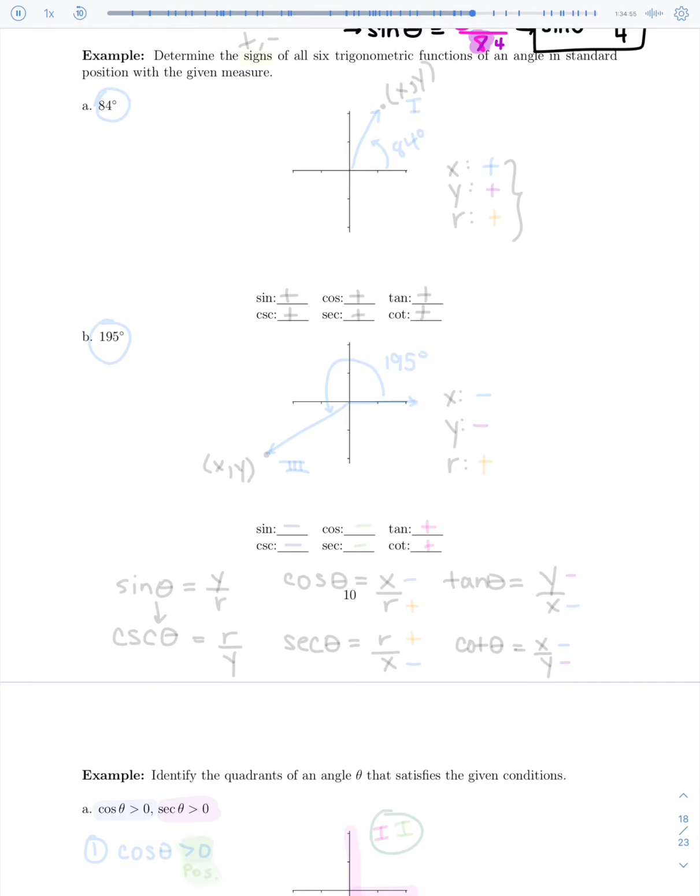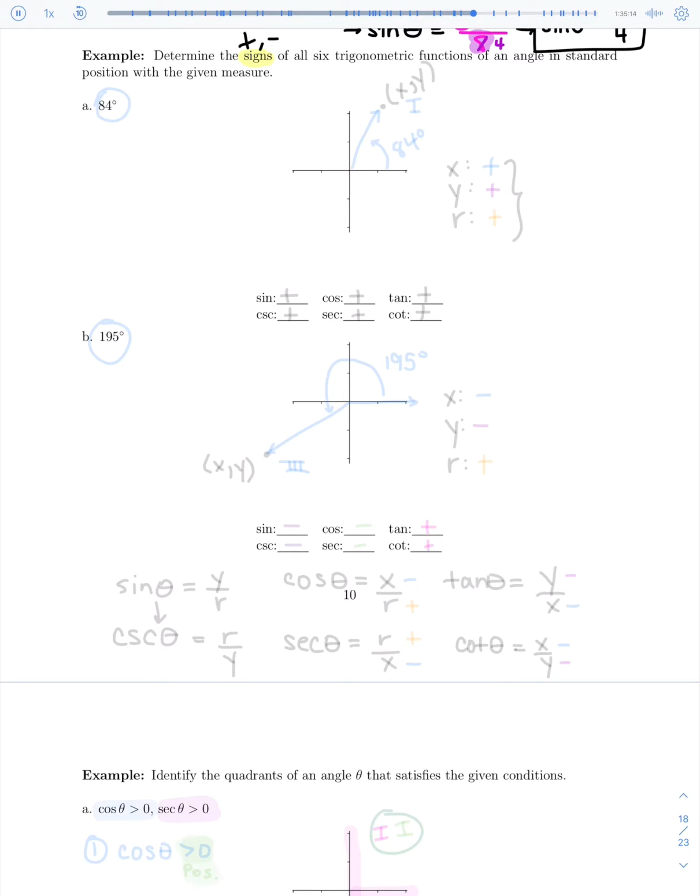Look at these next few problems. They want us to not determine the value of all 6 trigonometric functions, so be careful, just the signs of the trig functions. When they're asking for the signs, they're asking, are we going to end up with positives or negatives? That's all they're asking.